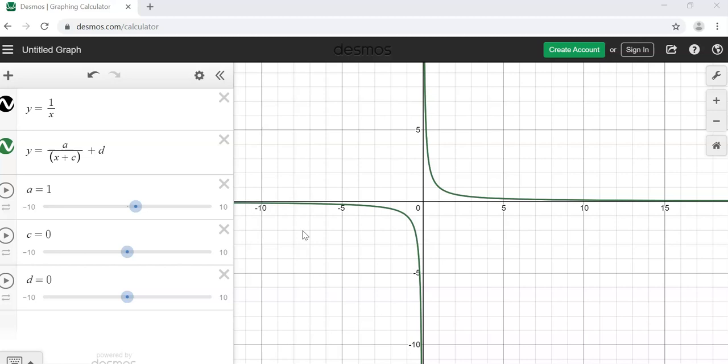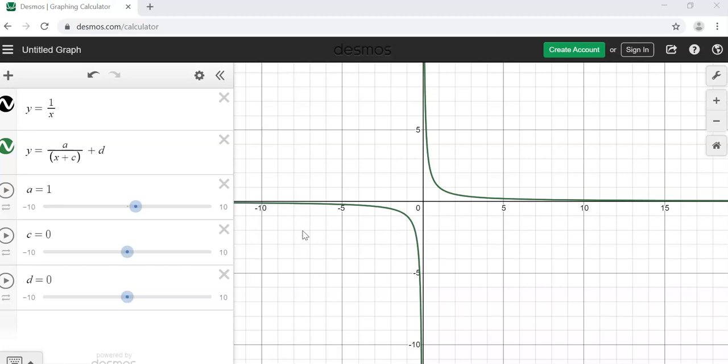So we've used these variables before. So A, we've used in the past to represent our dilation or reflection factor. C, we've used to represent our horizontal translation. And D, we've used to represent our vertical translation. So for a hyperbola graph, what do each of these transformations look like, and how are they different to the transformations that we've seen in parabola graphs?